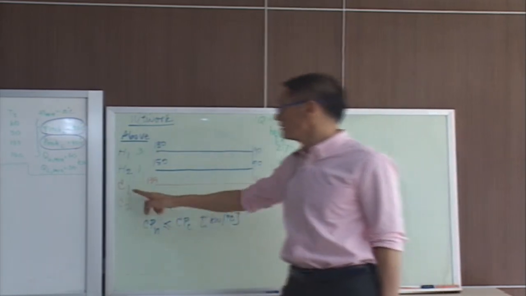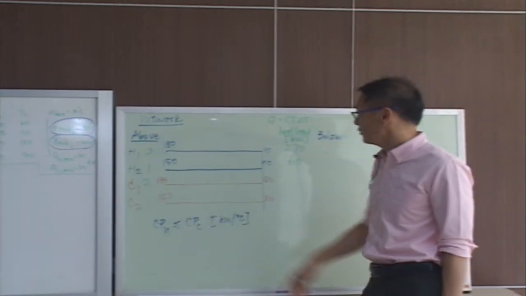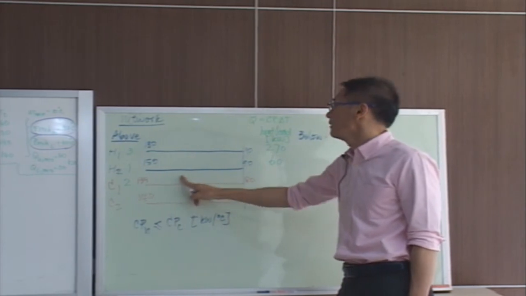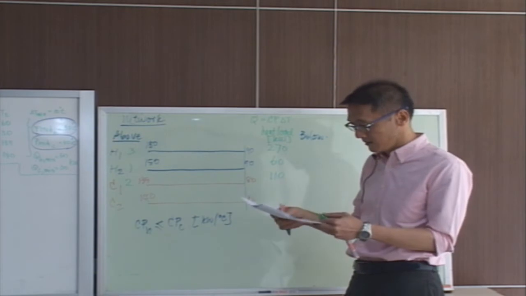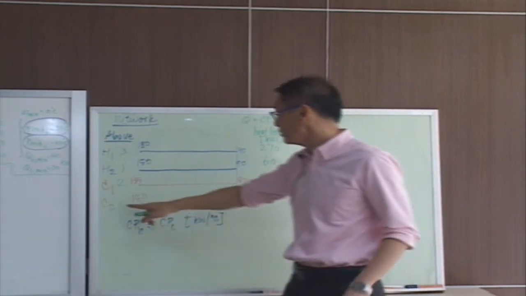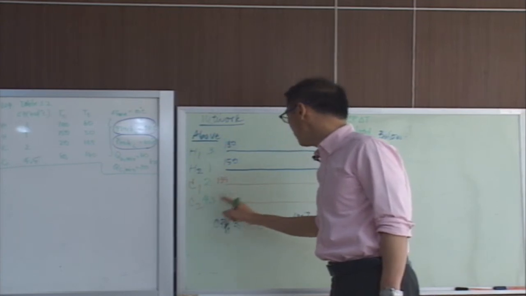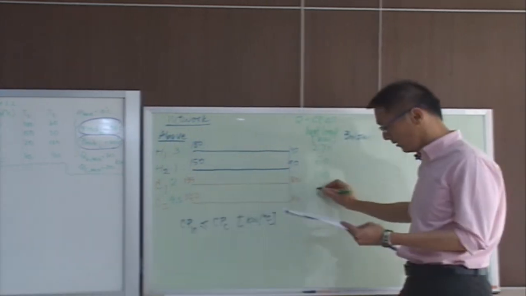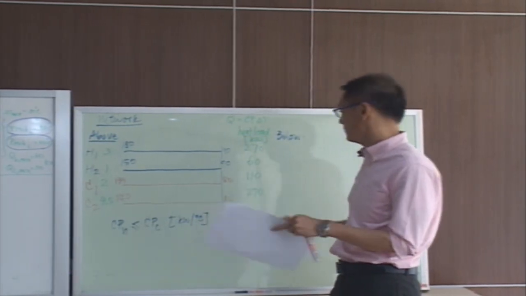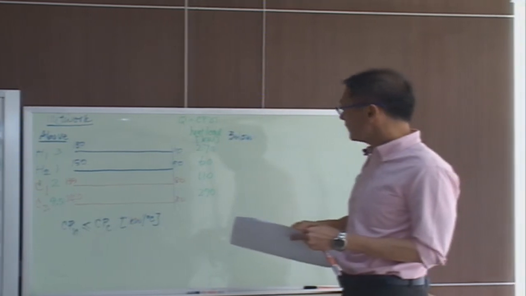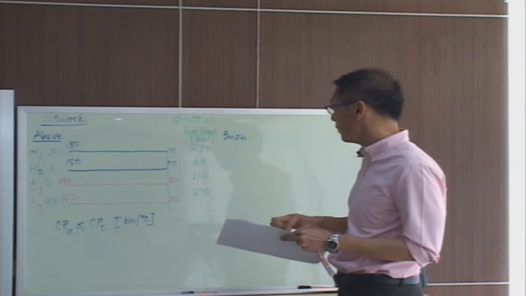How about C1? C1 has Cp equal to 2. So 2 multiplied with 55 becomes 110. And then the last one, C2, has Cp equal to 4.5. This will multiply with 60 here. So what we get is 270. Okay. Now let's see which connection can be possible.